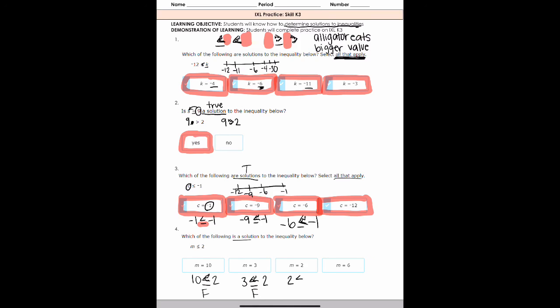2 is less than or equal to 2. Well, since 2 is equal to 2, this is an answer. 6 is less than or equal to 2. 6 is not less than 2, so that is also not a correct answer. So that is how you determine solutions to inequalities on skill K3.